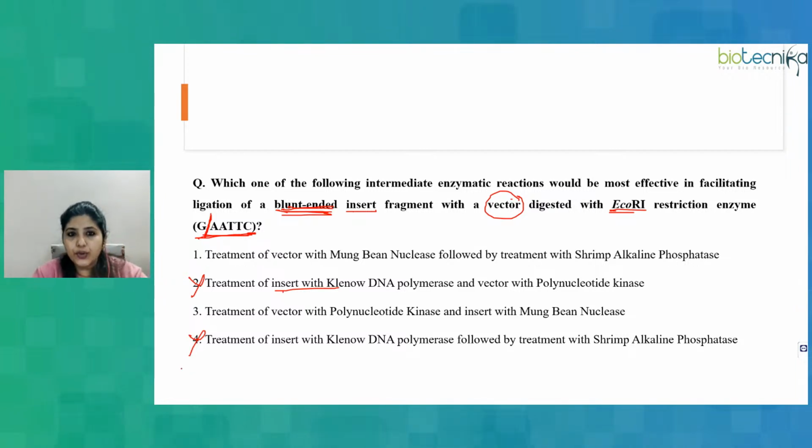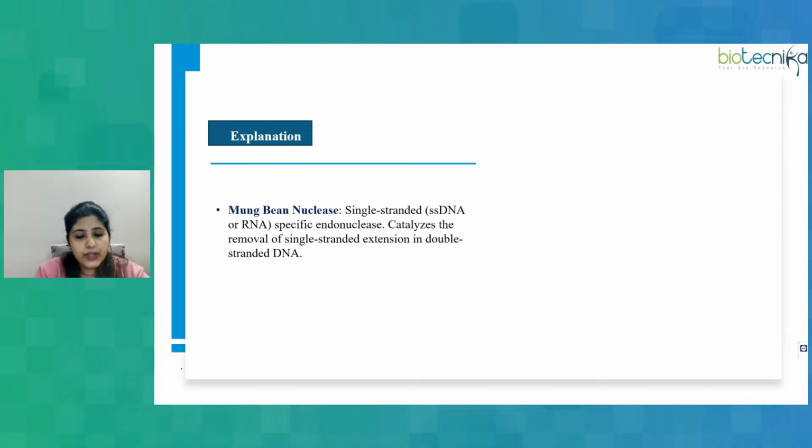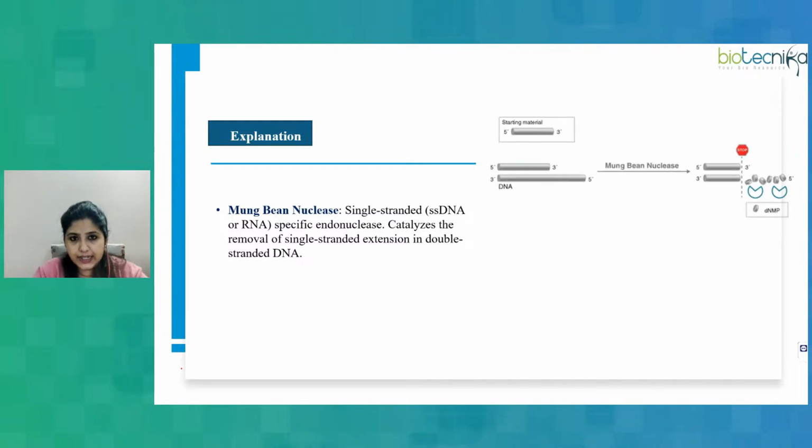So definitely you should know the concept. What is the function of mung bean nuclease? What is the function of shrimp alkaline phosphatase, Klenow DNA polymerase, polynucleotide kinase? But you also have to pay attention to the details given in the question, that is most important. So, what is the role of mung bean nuclease? It is an endonuclease and it specifically cuts single-stranded DNA or RNA. Whenever there is any single-stranded extension on double-stranded DNA, it cuts.